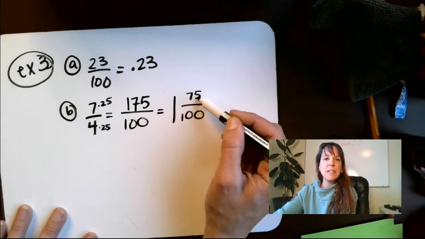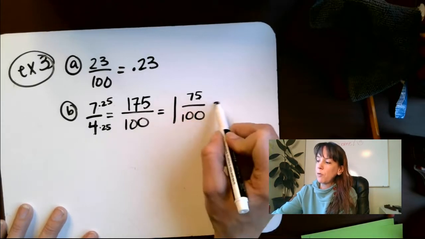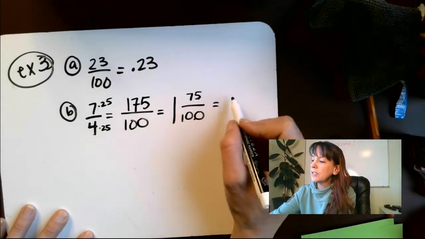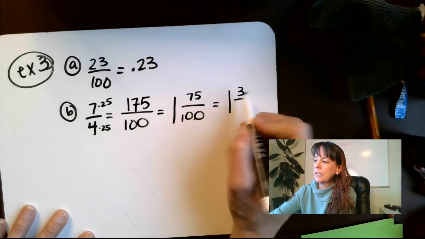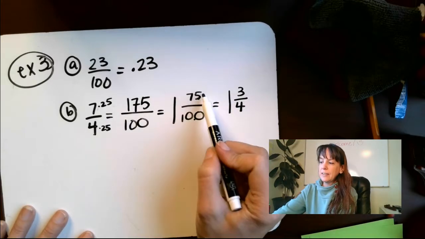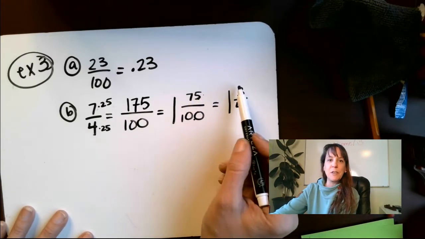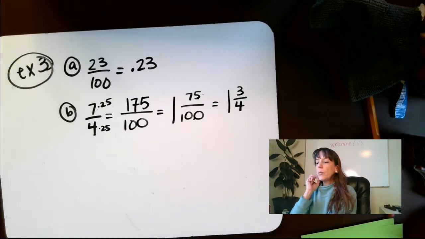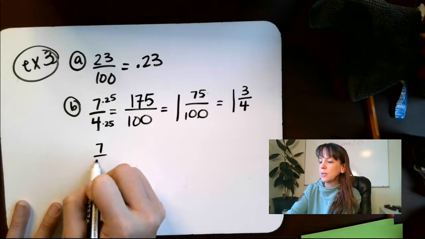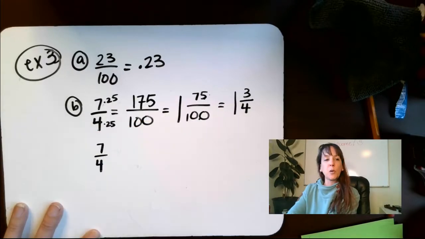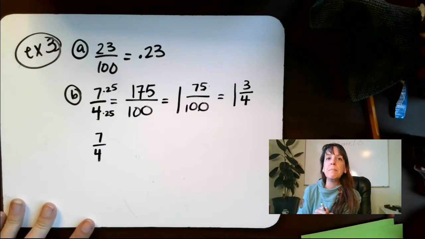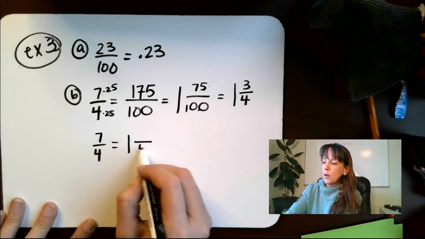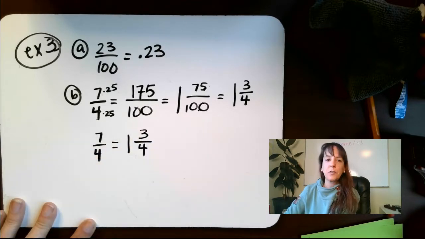Think if you have 75 cents, you have 3 quarters out of 4. This is a good one to memorize. 75 over 100 is just going to be 1 3/4. Divide the top by 25, you get 3. Divide the bottom by 25, you get 4. Another way for us to have done this is way back over here where it said 7/4. What we could have done then is turn it into a mixed number. 4 goes into 7 one time with a remainder of 3.